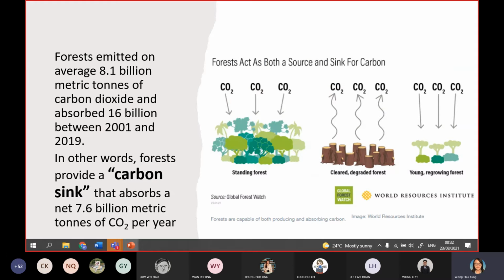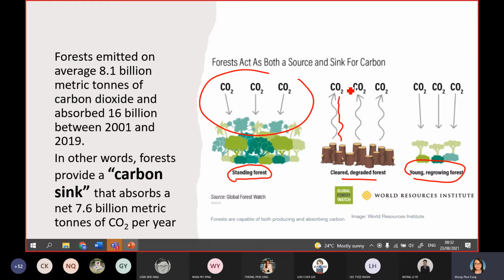Okay, so when we clear away the forest, what will happen? As I mentioned just now, a standing forest or a young growing forest is actually very good because they absorb the CO2 for the process of photosynthesis. But what happens if we clear, if we degrade, if we deforest them? You can see that there is more and more CO2 released to the atmosphere, which will make the air quality become very, very bad, and eventually it will affect human health.